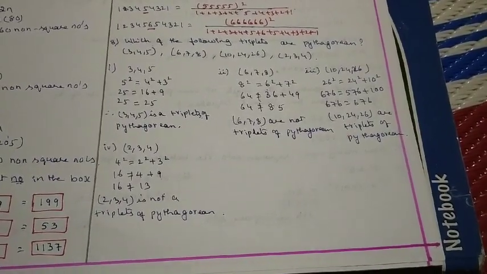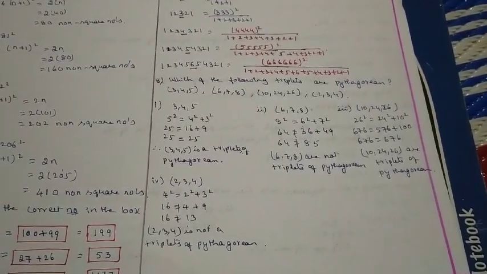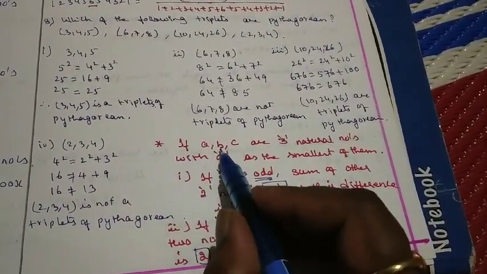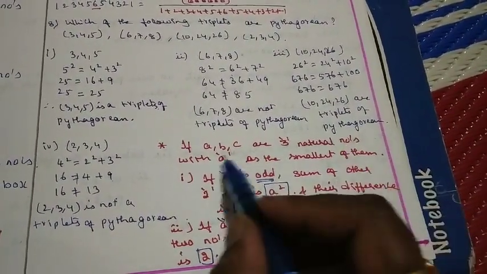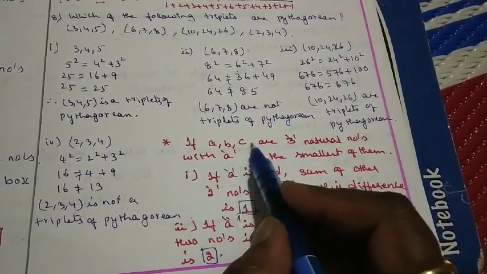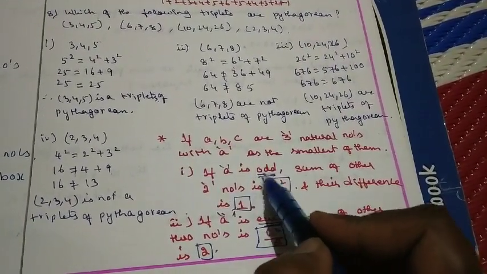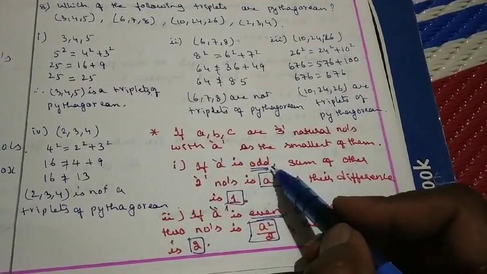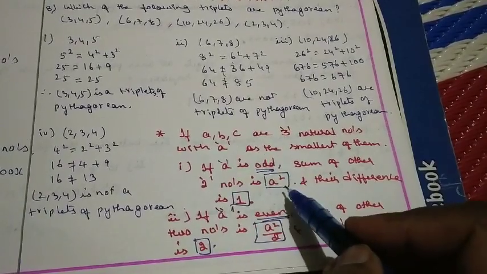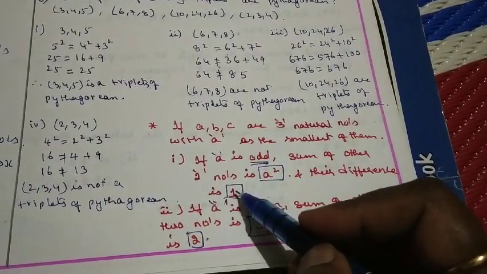So here is another method of checking whether three numbers are a Pythagorean triplet or not. Let me show that also. If A, B, C are three natural numbers with A as the smallest of them, and A is odd, then the sum of the other two numbers is A square, that is B plus C equals A square, and the difference is 1.